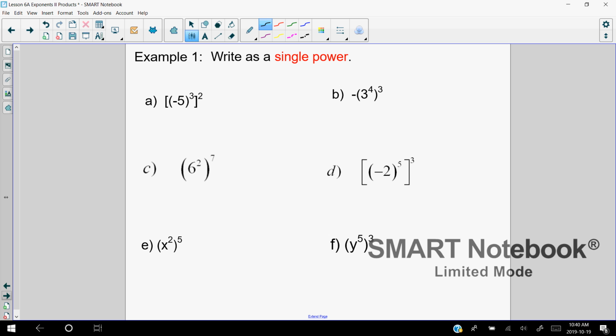All right, example 1. Write as a single power. So I have negative 5 to the power of 3 all to the power of 2. So I see that there is a power of a power here, which means I leave the base the same and I multiply the exponents to become 6. That is my single power. Okay, next one, that negative sign is just hanging out front. I'm going to leave it there. And then I'm going to use exponent laws. 3 to the power of 4 times 3, which is 12. All right, try the next two on your own.